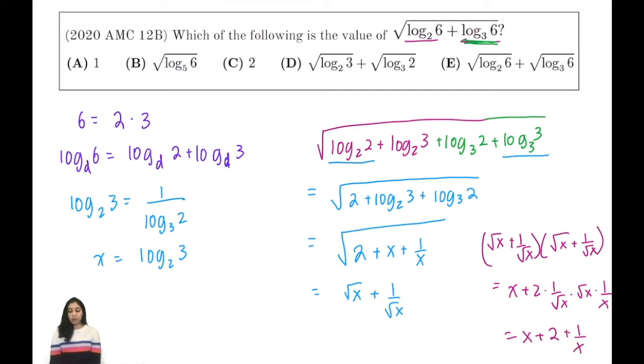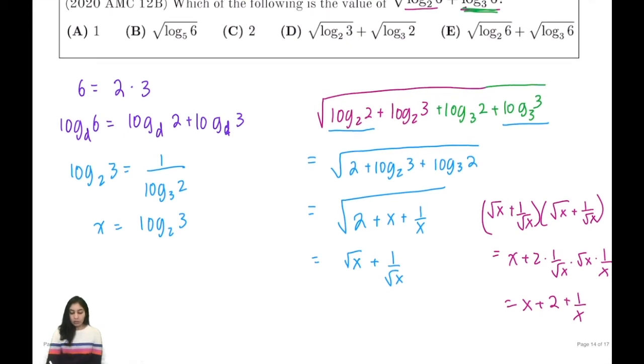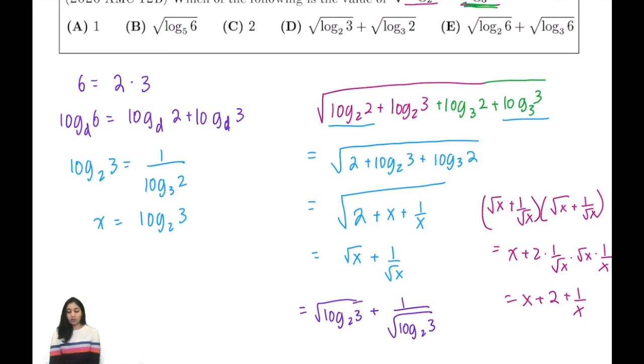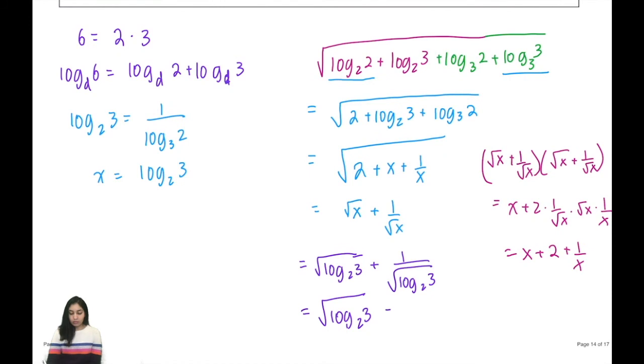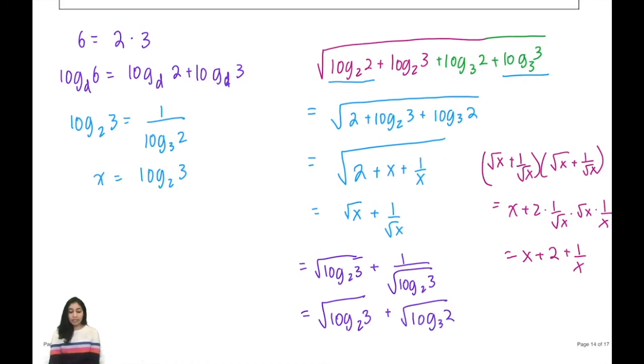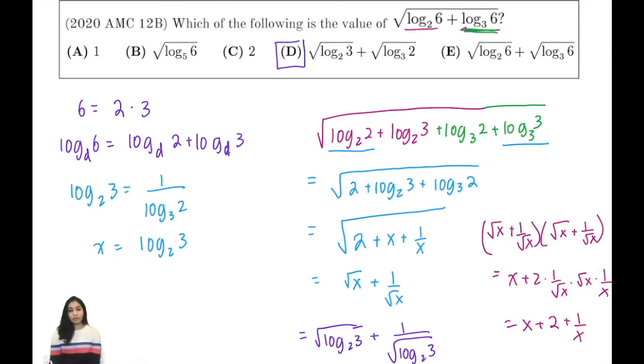So now that we have square root of x plus 1 over square root of x, we can just plug in what x is, and we'll get this is equal to the square root of log base 2 of 3 plus 1 over the square root of log base 2 of 3. And again, using our formula, we know that 1 over the square root of log base 2 of 3 is just log base 3 of 2. So we plug that in, and we'll see that this matches option choice D exactly. So our answer is just D.